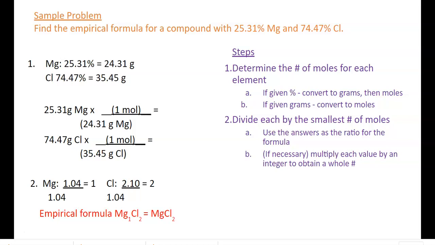So we took our percentages, we changed them to grams, we set them up with our molar mass, okay? We figured out the number of moles. We looked at the difference. We had 1.04 and 1.04, and we had 2.10. We said 1.04 is the smallest. We divided by that. We got 1 and 2, and those became our subscripts.